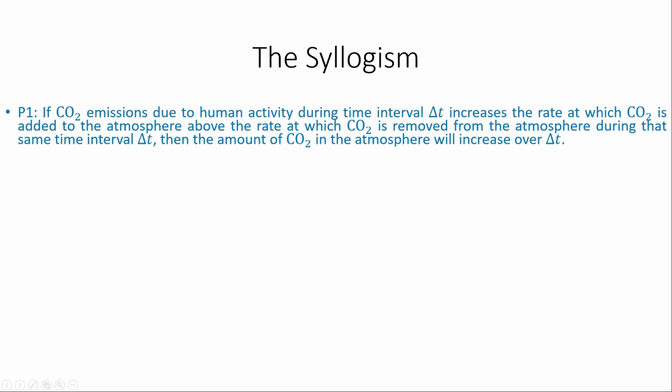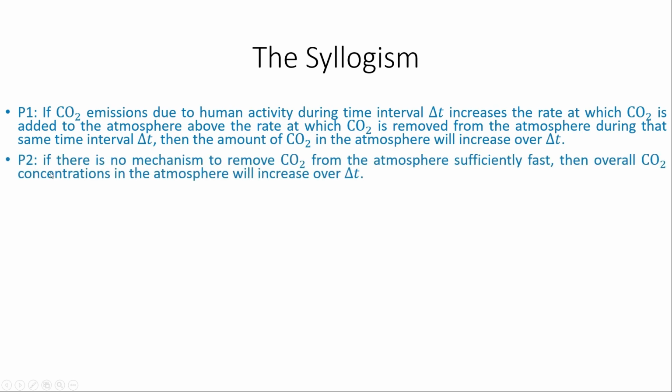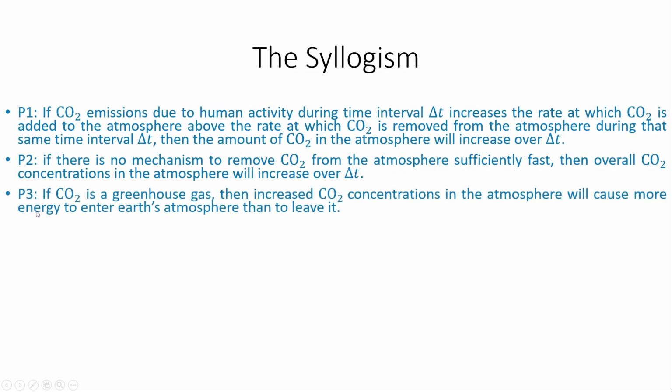Premise 2 is very similar, but as we'll see, it is slightly different from premise 1. Premise 2 is: if there is no mechanism to remove CO2 from the atmosphere sufficiently fast, then overall CO2 concentrations in the atmosphere will increase over this time interval delta T. Then premise 3: if CO2 is a greenhouse gas, as we defined it in the previous slide, then increased CO2 concentrations in the atmosphere will cause more energy to enter Earth's atmosphere than to leave it. So that is the radiative forcing that we were talking about.